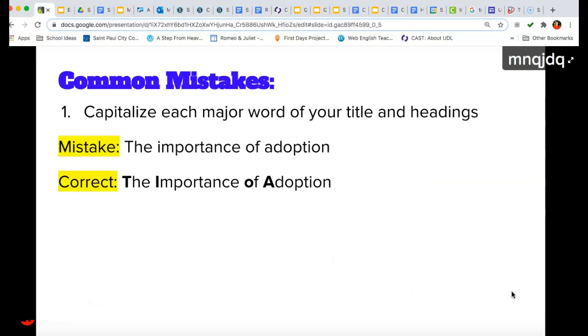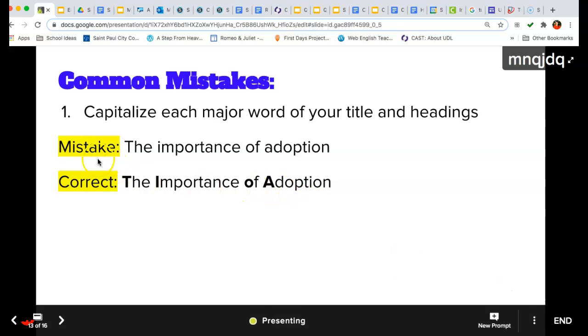All right, a few more things here: make sure you capitalize each of the major words in your title and your headings. Okay, so the mistake here is a title. If the title of your paper is about adoption and you titled it The Importance of Adoption, you need to capitalize all the major words. So the correct way would be capitalizing The, which is the beginning, and then Importance, because that's a major word, and Adoption. So The Importance of Adoption, Importance and Adoption should be capitalized.